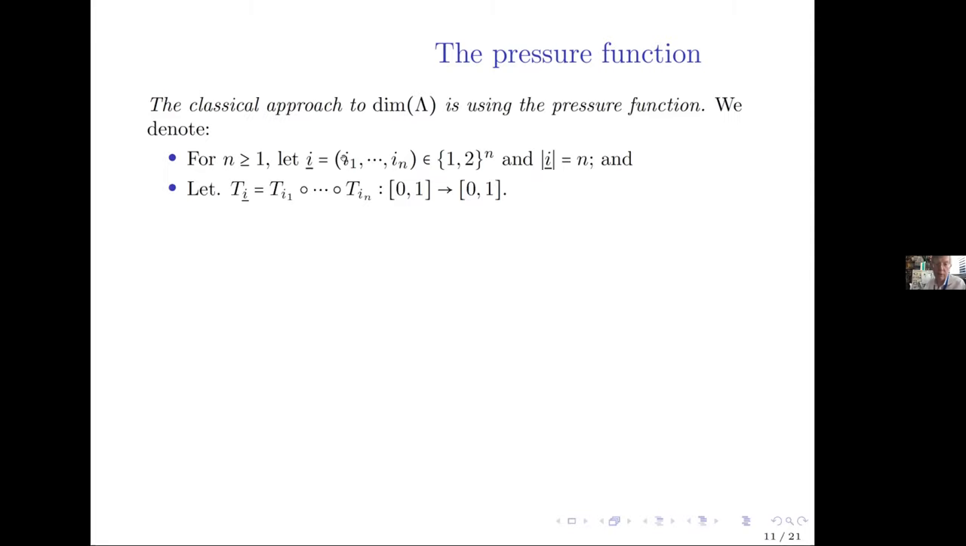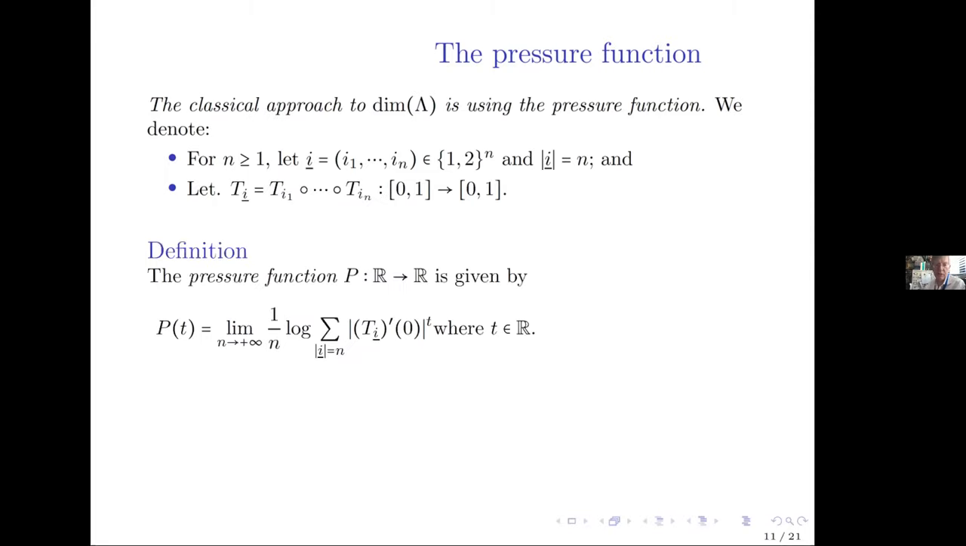So I have a word of length n, each of these is an index 1 or 2, so I write down a contraction associated to the word by the composition of the contractions associated to each of these indices. So now I've got 2 to the n maps contracting the interval.